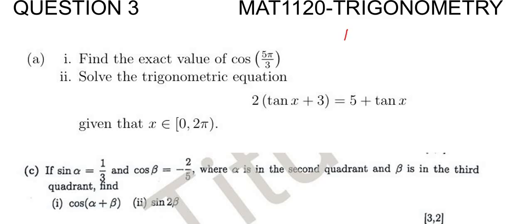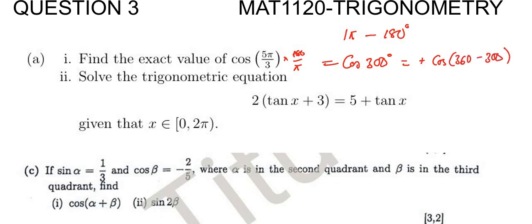So we know the conversion factor here. 1 pi is equal to 180 degrees. So 5 pi over 3 times 180 over pi, this is the same as cos 300, right? This is in the fourth quadrant, and cos in the fourth quadrant is positive. So this is just the same as positive cos of 360 minus the 300. Remember, we don't use calculators, so the only thing you know are special angles.